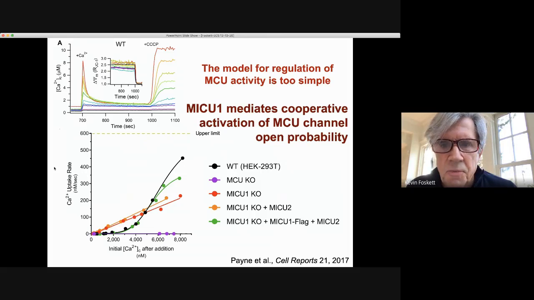Hajnoczky's lab was the first one to show this. This is some data that Riley Payne in my lab showed. You can see that in a wild type cell, activation by cytoplasmic calcium concentration is strongly cooperative, and the total activation, the total flux through the channel, or the open probability of the channels, is higher than is able to be achieved by simply knocking out MICU1 and MICU2.